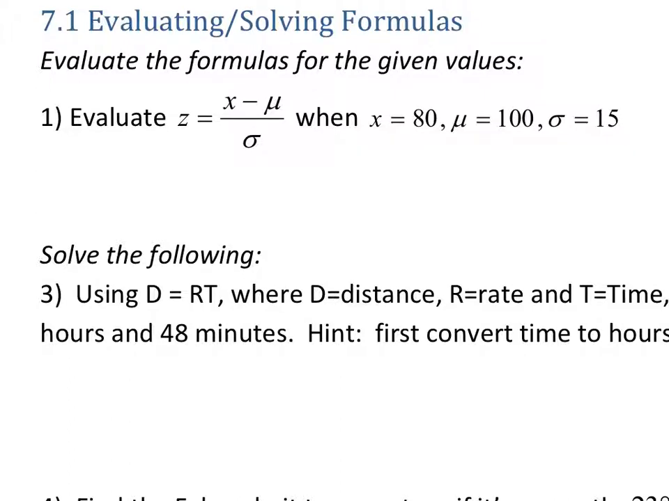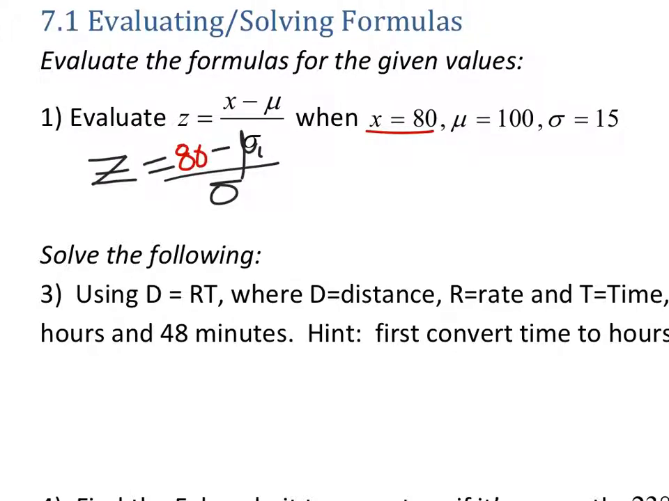So on this evaluating and solving formulas, really all we're doing is replacing a value wherever it tells us to put it. For example, on this one, this is z. That's what we'll solve for, z equals x minus, I forget that Greek symbol, and I'm sure you don't care about it either. And that one as well, but in any case, we're just going to replace those with the values they give us. So, for example, x is 80, so I'm going to replace x with 80.